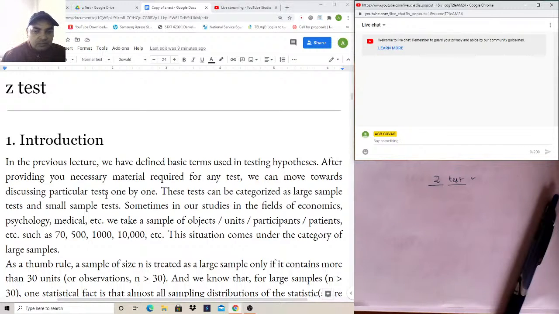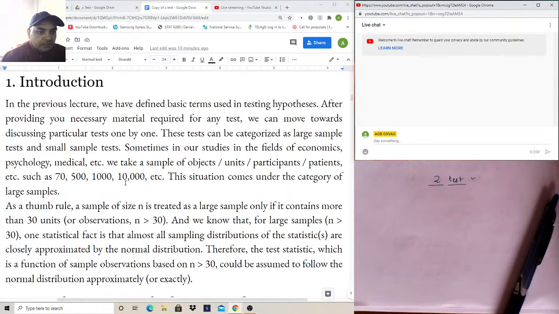We have already completed the hypothesis part: what is hypothesis, how to test it, and what are type 1 and type 2 errors. Today we are going to do some of the tests, and in this series the first will be the Z test. So we will be starting with the introduction.